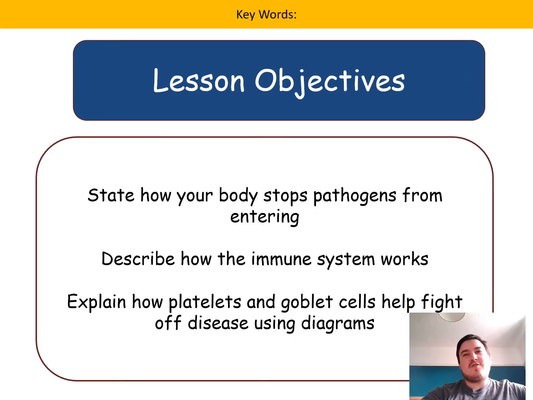Okay, so these are your objectives then. You're going to state how your body stops pathogens from entering, you're going to describe how the immune system works, and you're going to explain how platelets and goblet cells help fight off those diseases using diagrams to help you. Again, if you have any questions about any of this at any point, email me on Teams, and we can go through these questions in more detail as a whole class. Great. Off you go.